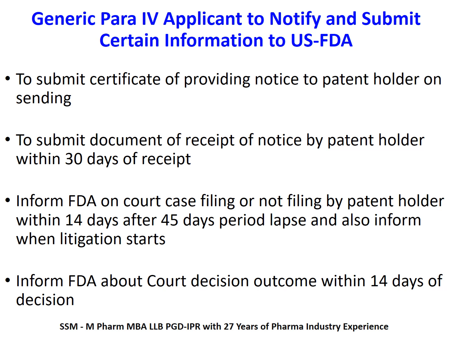Because within 45 days the patent holder has to file the court case, after expiry of those 45 days, during the next 14 days, the generic applicant has to notify the FDA whether a court case has been filed or not filed, and he also has to inform when the litigation or court case starts. And finally, the generic applicant has to inform the FDA about the court case outcome, or final decision of the court, within 14 days of the court decision.